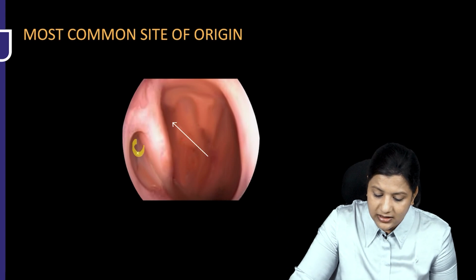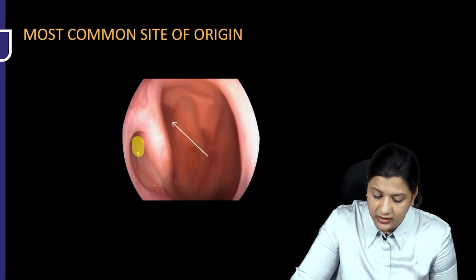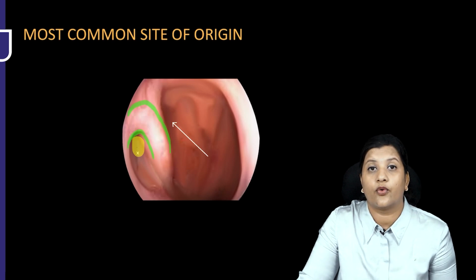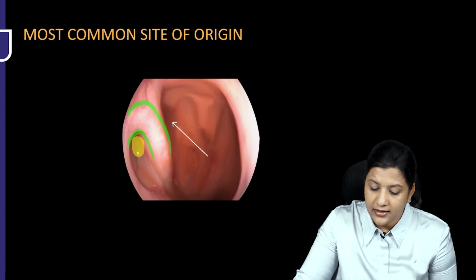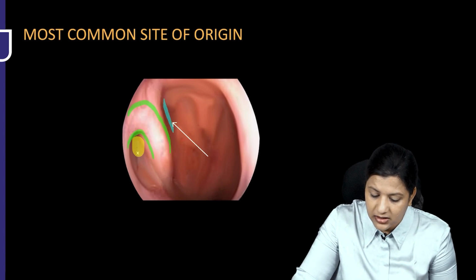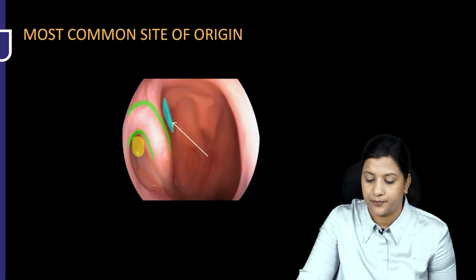So, if you see, this is your opening of eustachian tube. Behind the opening of eustachian tube, you see there is a cushion. This cushion is called as torus tubarius. Behind that cushion, you see a recess. This recess is called as a fossa of Rosenmuller.